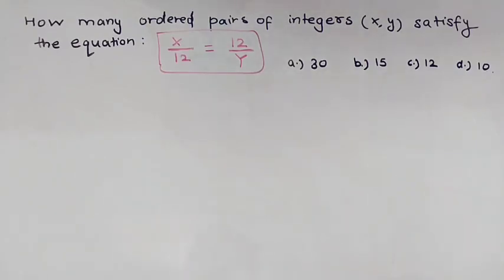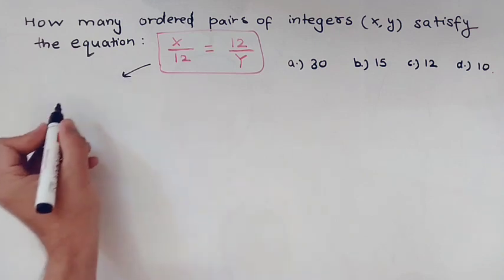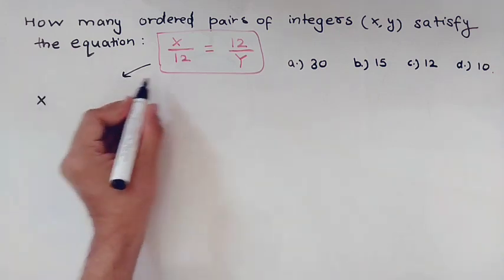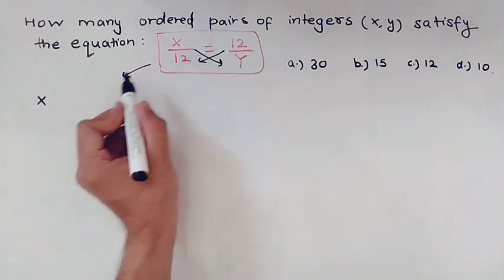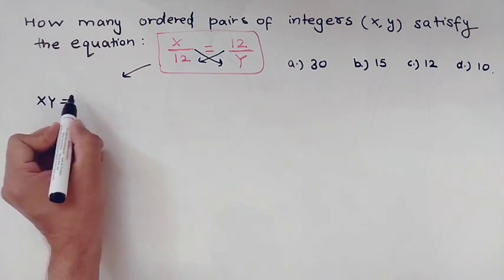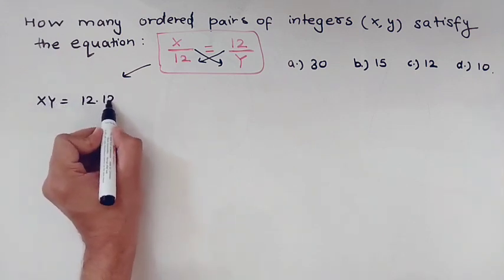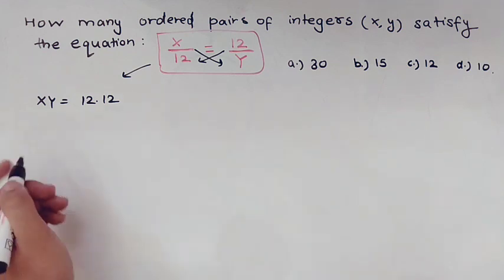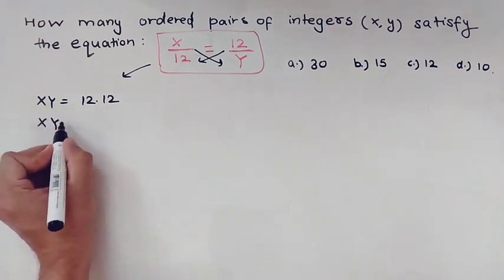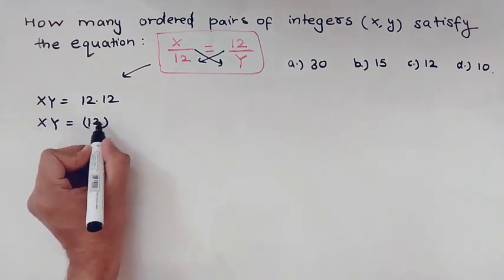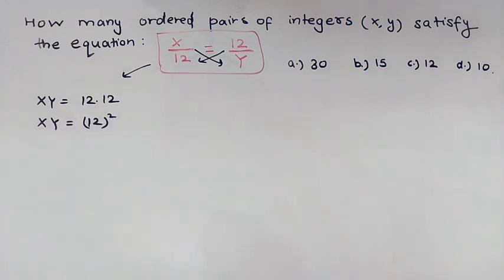Hello everyone. Today we are going to see a question in which we have to find the ordered pairs of integers, that is x and y, which satisfy the equation. So simply writing the equation in rearranged form, that is by cross multiplication, we have xy equals 12 multiplied by 12. So we can simply write xy equals 12 squared, that is 144.